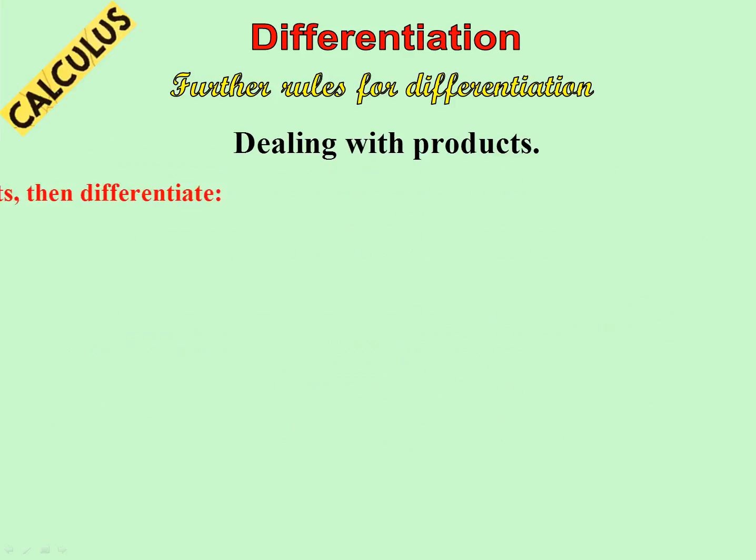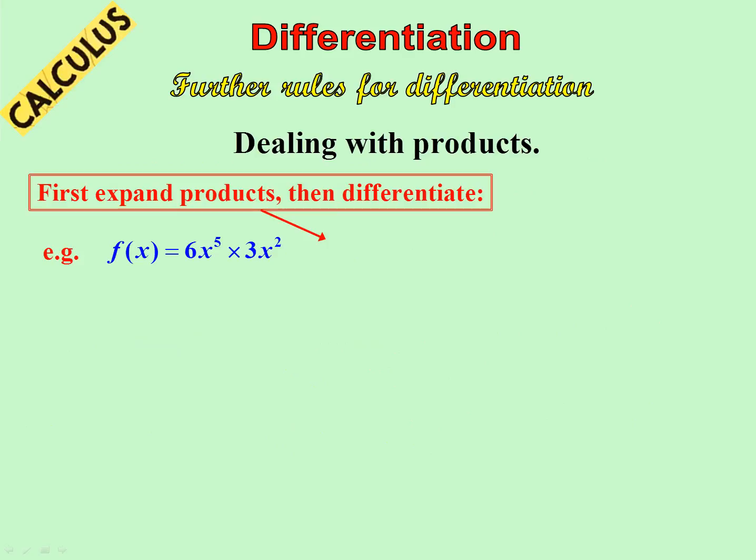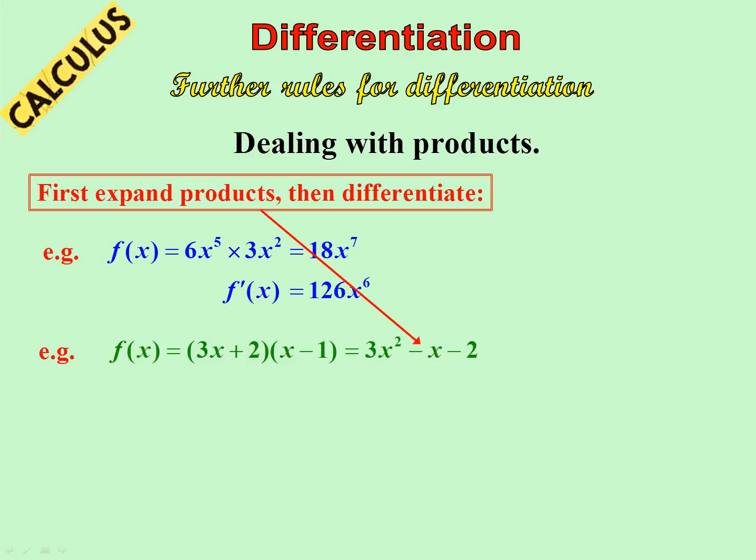But what we do is, we'll take them and we'll expand it first. 6 3s are 18, 5 plus 2, 7. Same base, you can add the exponents. Now we differentiate it. Multiply the brackets out first. You can't differentiate each bracket separately when they're multiplying. Now we can differentiate it.